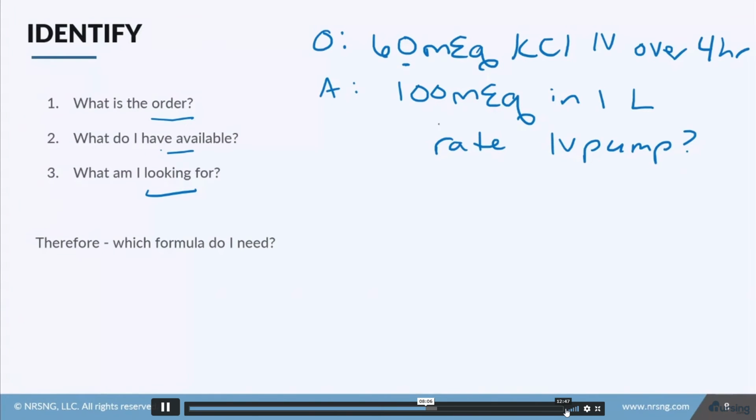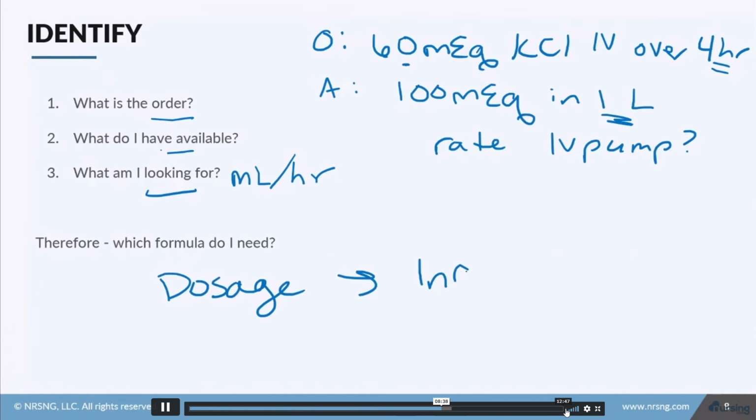What do I have available? 100 milliequivalents in 1 liter. That is our volume. So now I have a volume and a time. Well, what am I looking for? Well, the question was what rate to set the pump at, which is always in milliliters per hour. So now I know I have a volume, I have a time, and I'm looking for a rate. So I'm using the infusion formula. But I also need to determine how much of that bag I'm giving. So I'm going to use the dosage formula as well. So we're going to start with dosage, and then we're going to use the infusions. It's okay to use more than one formula.